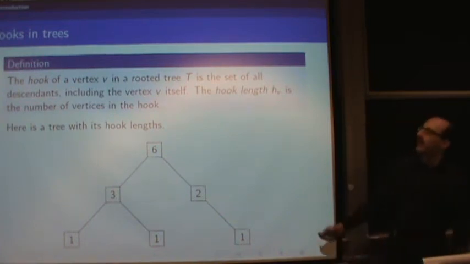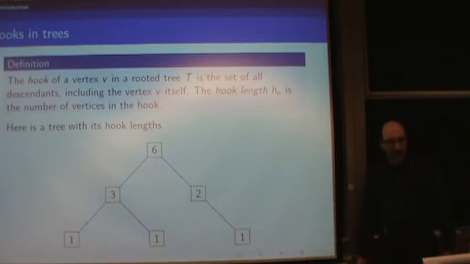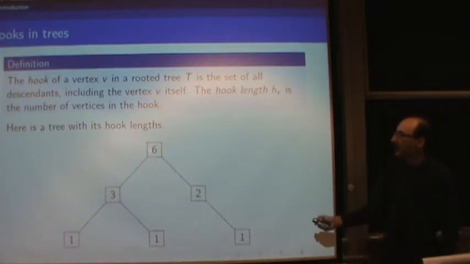Okay, so now in a tree, we define an analogous hook length formula, and we call the things hooks even though they're not necessarily hook shaped any longer, to get a similar formula. In a rooted tree, we define the hook of a vertex to be the set of all the descendants of that vertex, including the vertex itself. And the hook length, again, is the number of vertices in the hook. So here's a tree with 6 vertices, and the root, therefore, has hook length 6. This vertex has 2 descendants plus itself, so its hook length is 3.